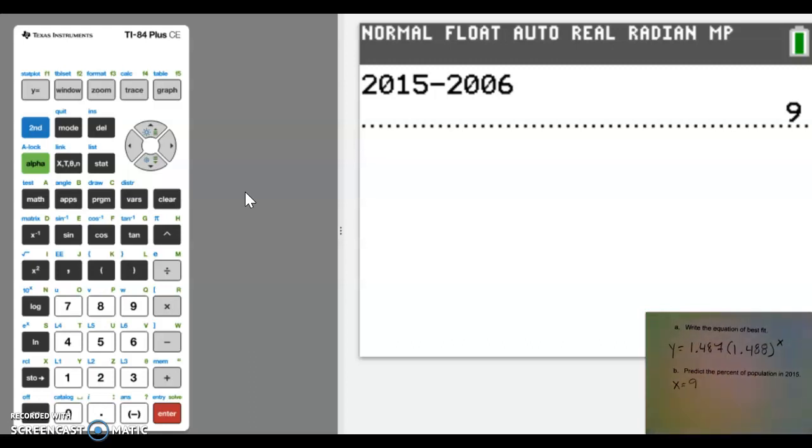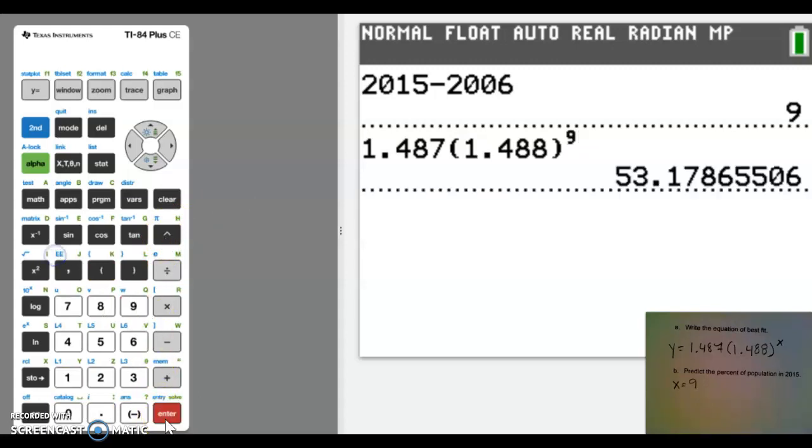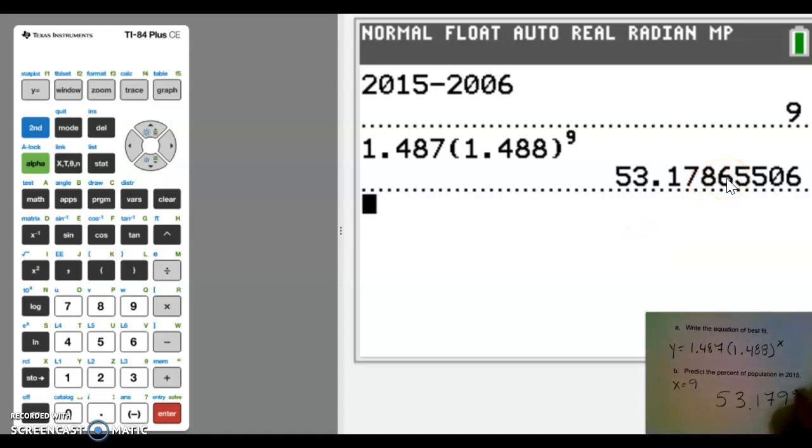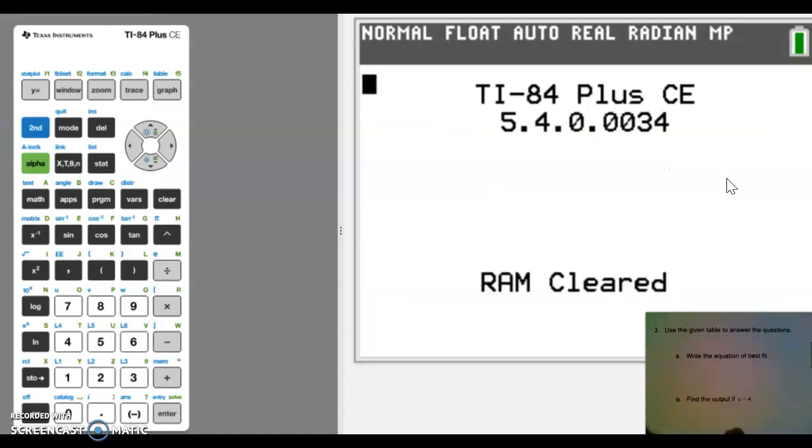So I'm going to type in 1.487 parentheses, 1.488 parentheses, caret, and then type in a 9. Okay, press enter, and you get that. I don't tell you exactly how to round, so I'm just going to round to 3 place values, I guess. So that 8 is going to round up to a 9 because of that 6. So predict the percent. So we'll just tag on a percent symbol. Looks good to me.